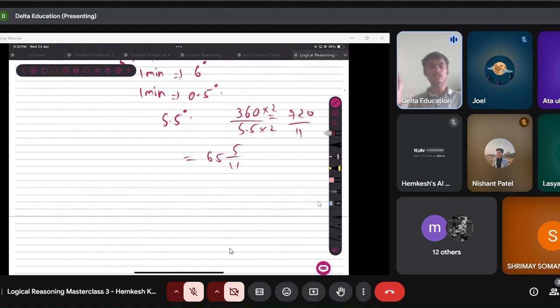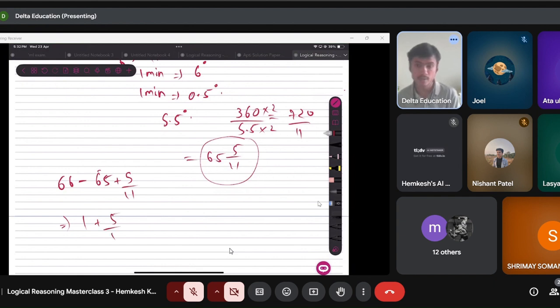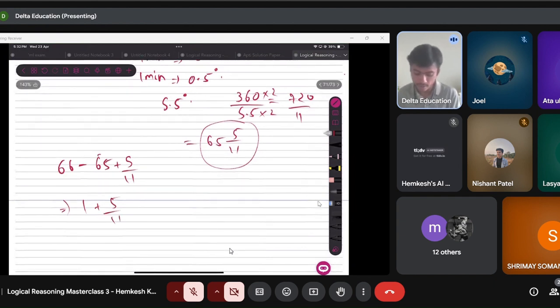You could see that the clock is slow, because originally the clock hands meet at 65 5 by 11 minutes, but now the clock is meeting after 66 minutes, which means the clock is slow. It is slow by how many minutes? It is simply 66 minus 65 5 by 11. We could represent this mixed fraction as 1 plus 5 by 11. Correct? So it is slow by this.